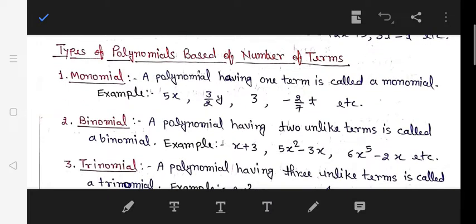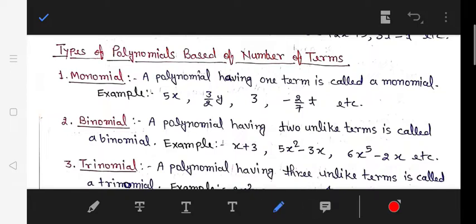Now next one is the binomial. A polynomial having two unlike terms is called a binomial. So in the binomial, two terms will be there. I have taken certain examples like x plus 3. Here you are going to get x plus 3, how many terms are there? Two terms. In the next, 5x square minus 3x, two terms are there. So these are called the binomials.